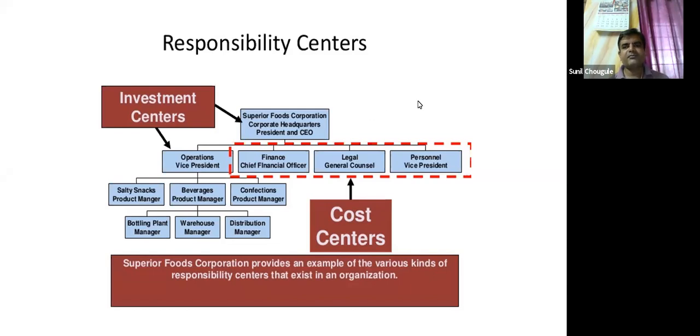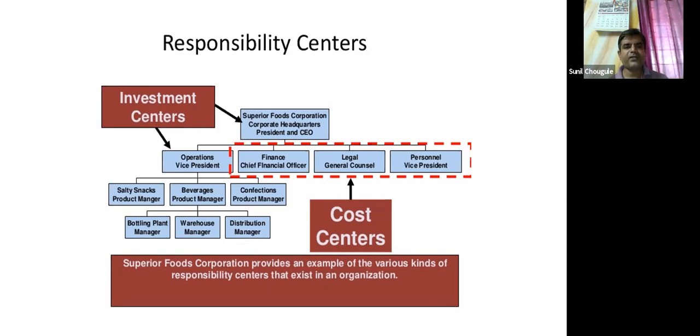Now here I am giving you an example. Superior Foods Corporation provides an example of the various kinds of responsibility centers, profit center, cost center, investment center, that exist in an organization. Here, with dotted lines, what is shown is the cost center. Cost center includes finance, legal and personnel, where we have to invest cost. An investment center is also given.